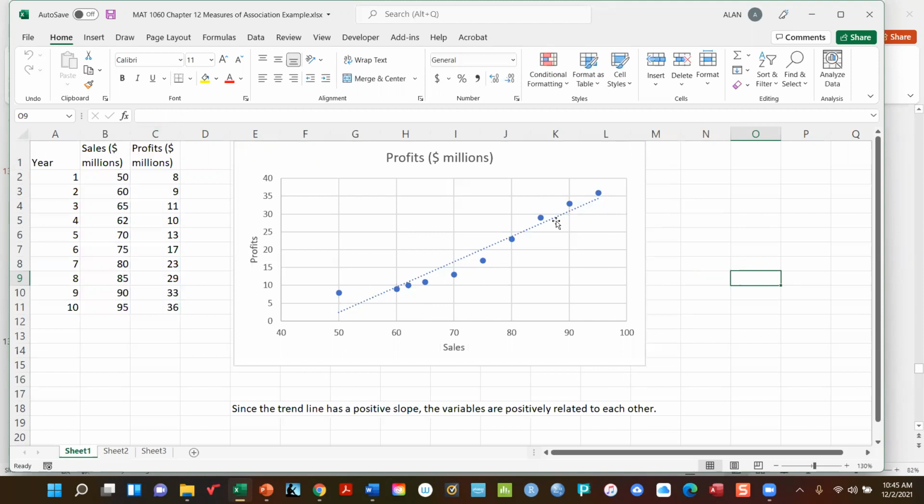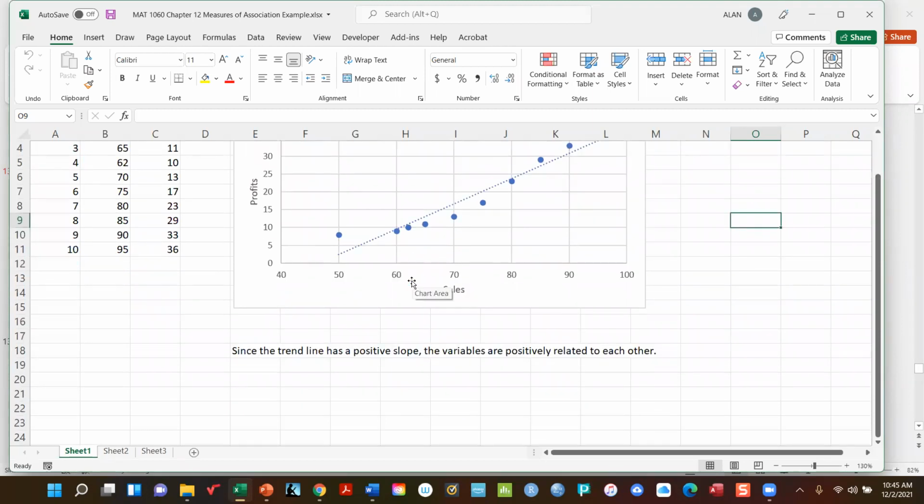But the important detail is this line, which is called a trend line, has a positive slope. It means that as you move to the right, as the sales are increasing, there's also a strong tendency for their profits to increase. So these 2 variables are positively related to each other. And the measures we were just looking at would enable us to determine not only the direction of this relationship, but how strong it is.